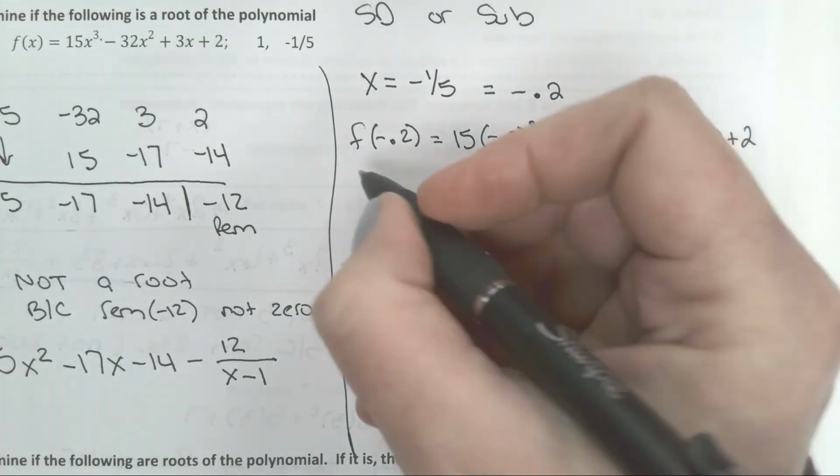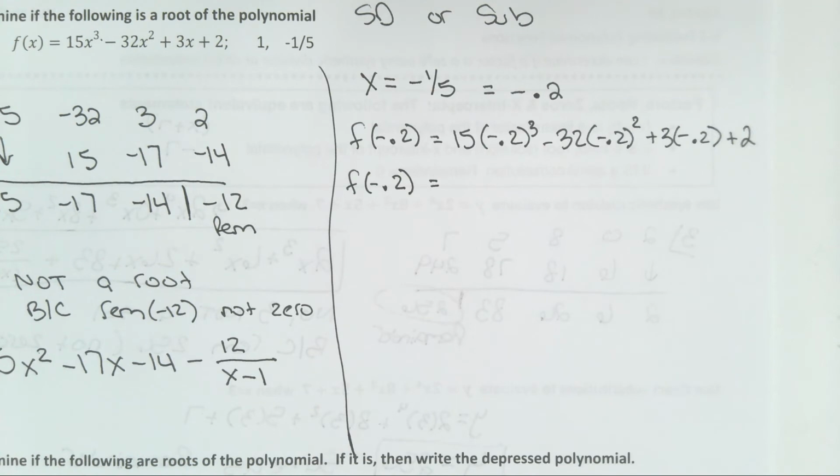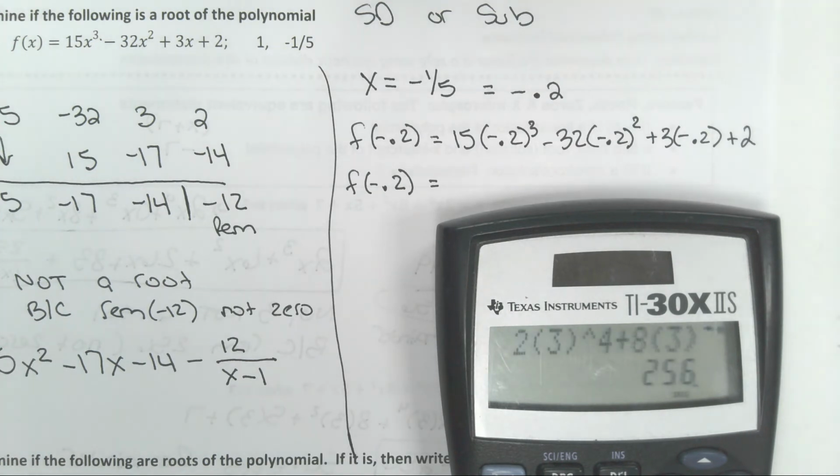So this is just how it looks when it's in function notation. I'm going to plug this into my calculator. 15 times negative 0.2 to the third power, minus 32 times negative 0.2 squared, plus 3 times negative 0.2, plus 2. And I got 0.